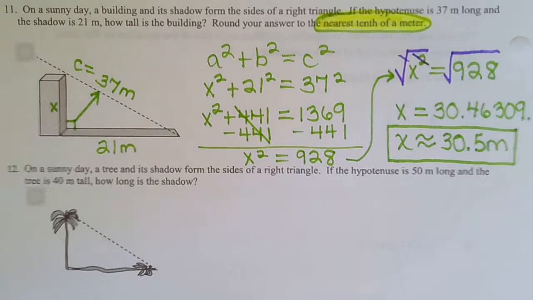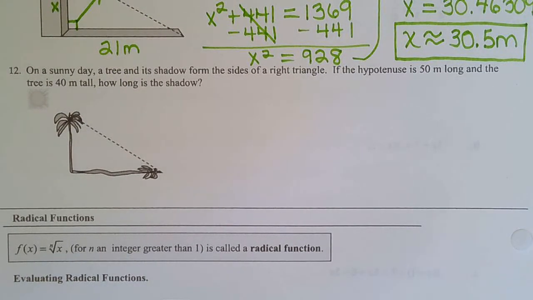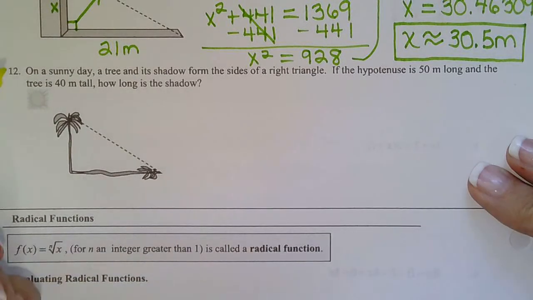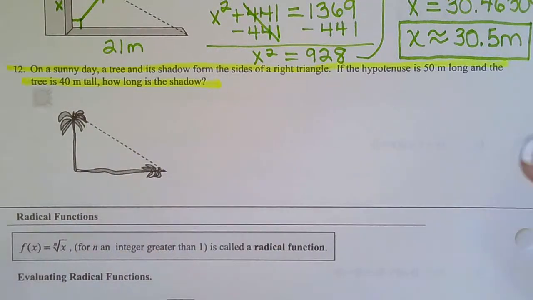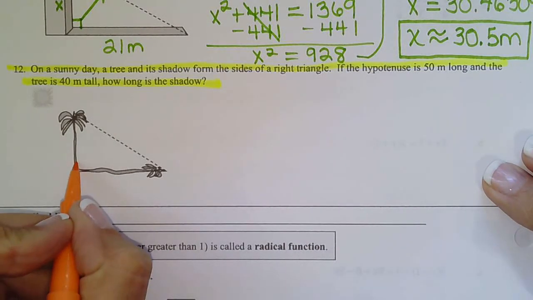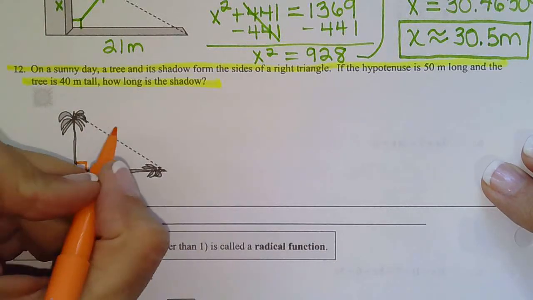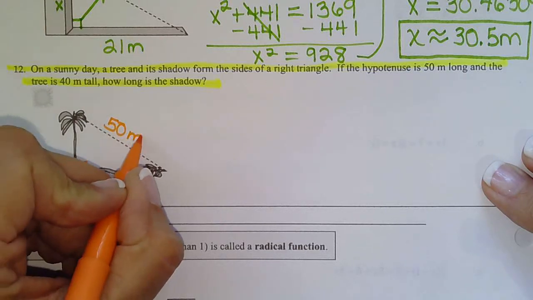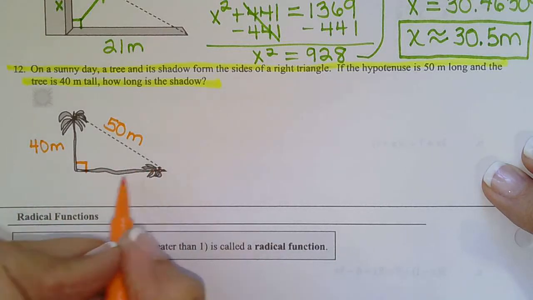Okay, I hope everybody got that one right. Let's go ahead and move on to the next one. This is the one I had students highlight as closest to the test. I think this is like number 7 on the test, something like that. So, on a sunny day, a tree and its shadow form the sides of a right triangle. So there we go. So the tree, the shadow. The hypotenuse is 50 meters long, and the tree is 40 meters tall. How long is the shadow?